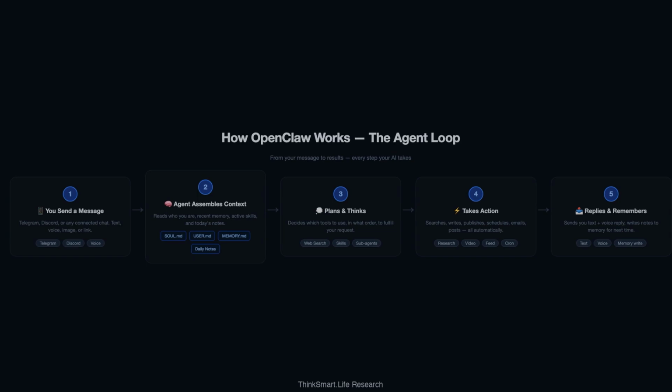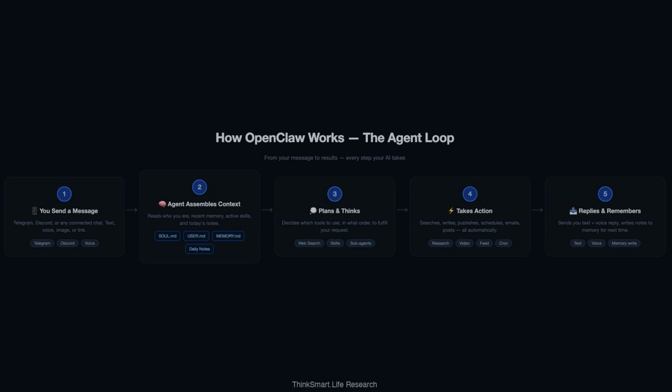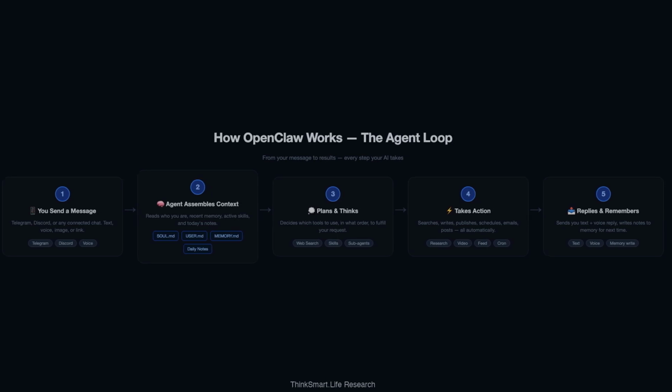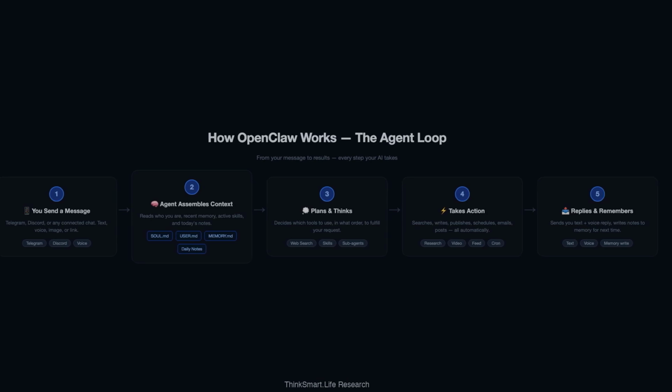Step 5, it replies and remembers. It sends you a text message and a voice message, then writes notes about what happened so future sessions have context. Think of it like a restaurant kitchen. You place an order. The chef checks the pantry, decides the recipe, cooks each dish in sequence, and serves the meal. The better you describe what you want, the better the kitchen performs.